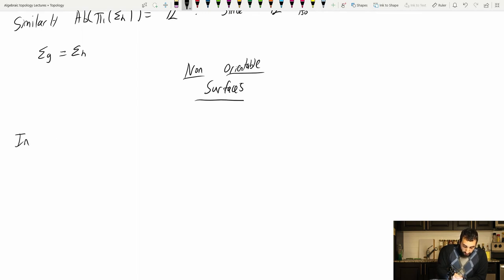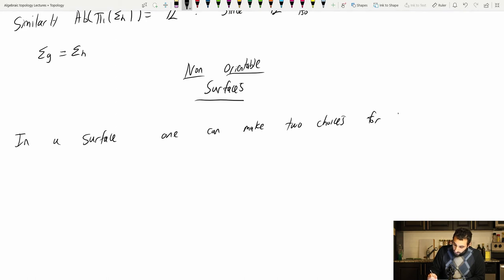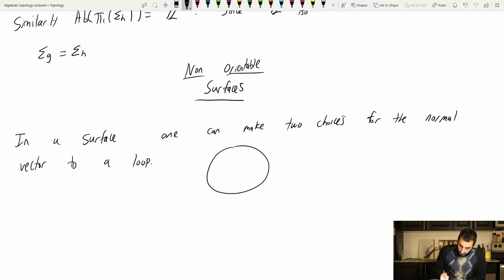So, in a surface, one can make two choices for the normal vector to a loop. So, if I have a sphere here, and I have a loop in the sphere, colored in red, I can choose this normal vector n1, or I can choose this normal vector n2.